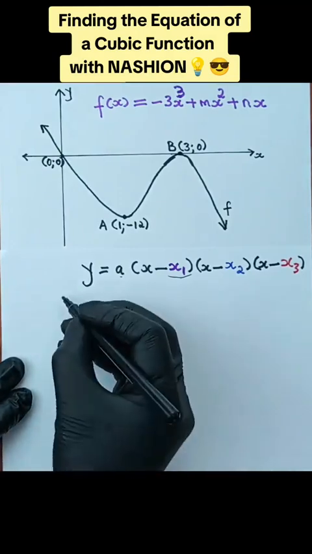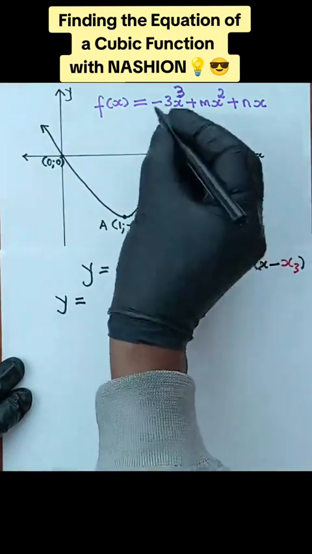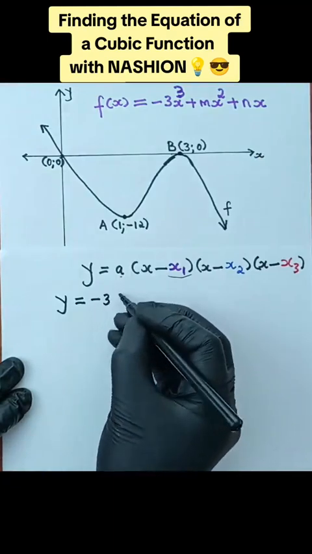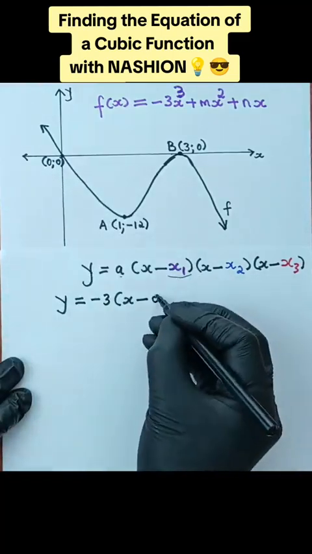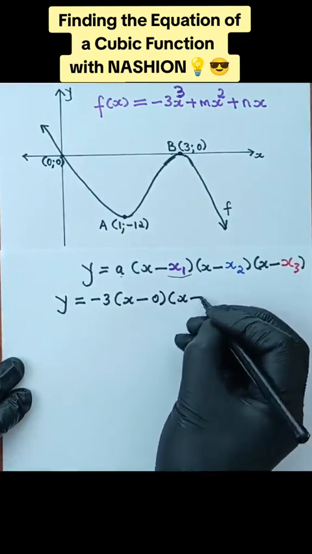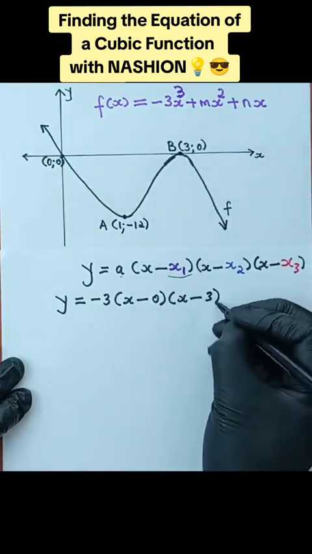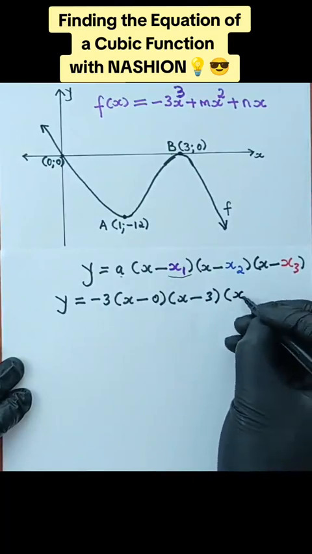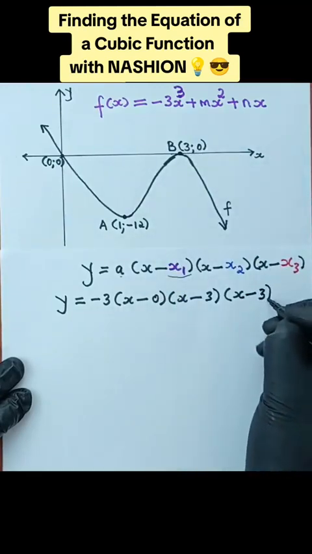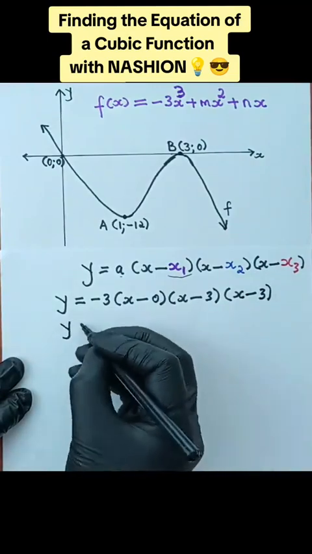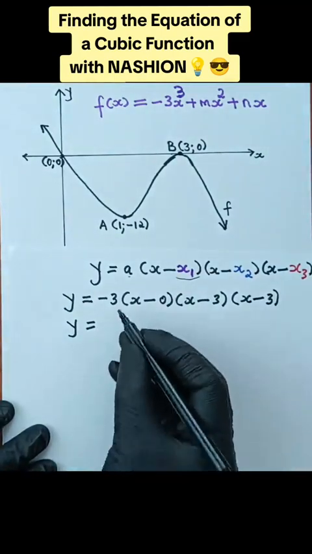Alright, let's substitute before we get distracted. Y is equal to, so A, the value is -3, into x minus x1, which is 0, into x minus x2, which is 3, and into x minus x3, which is again 3. These brackets must not get comfortable. We're going to remove them by multiplying.